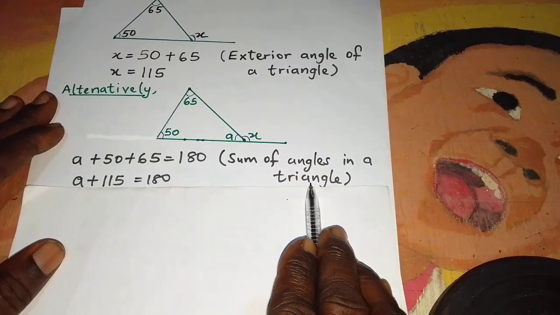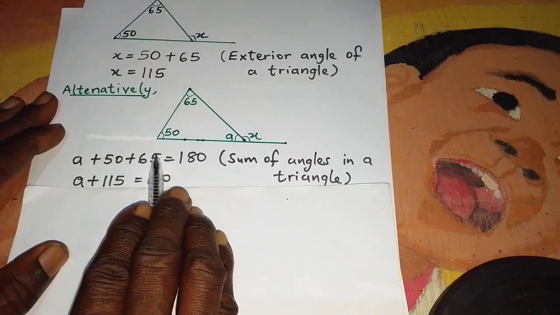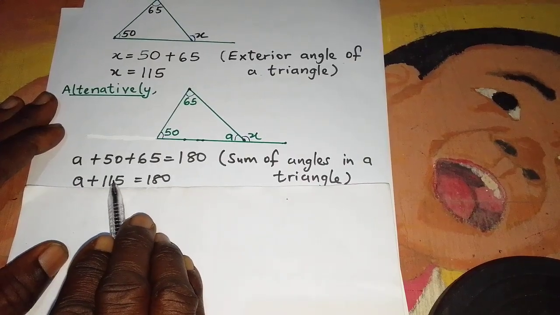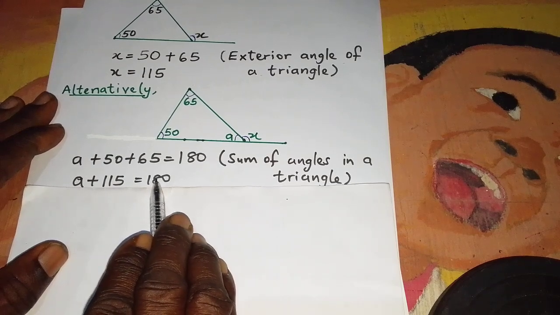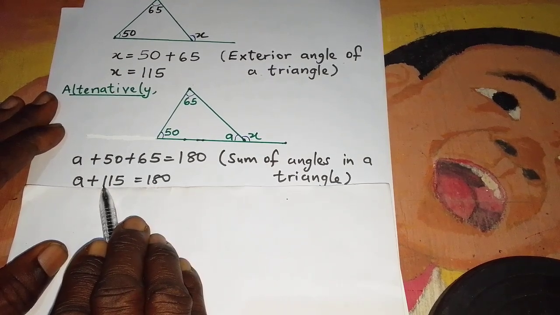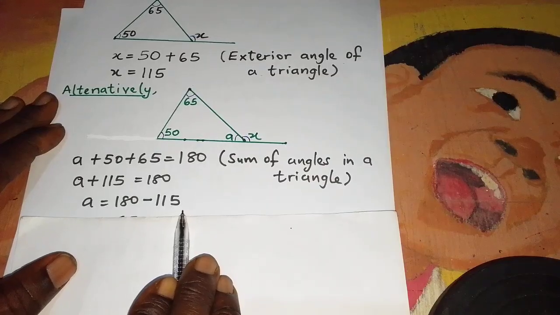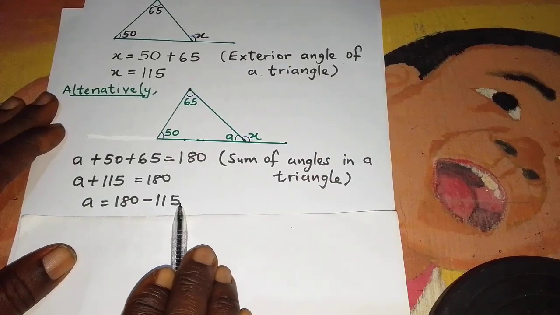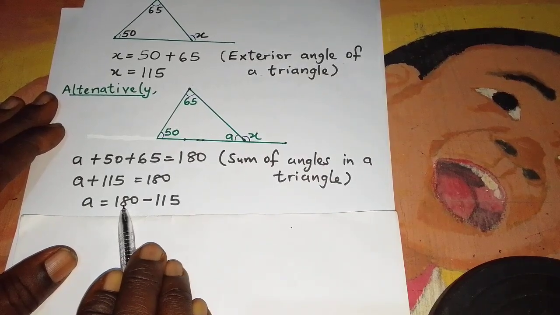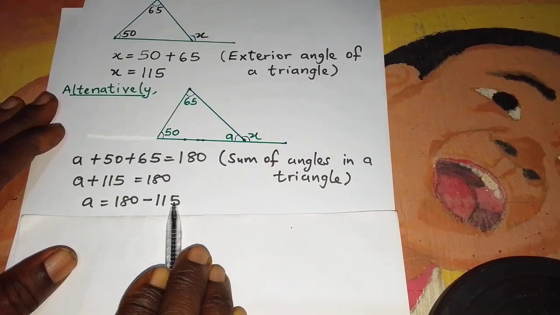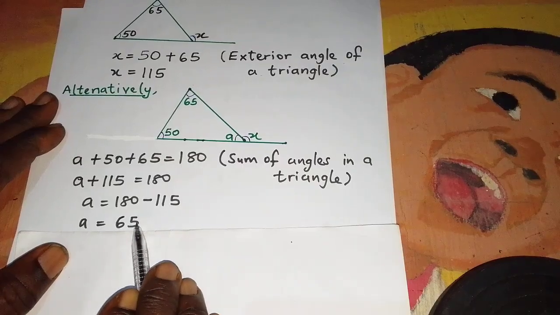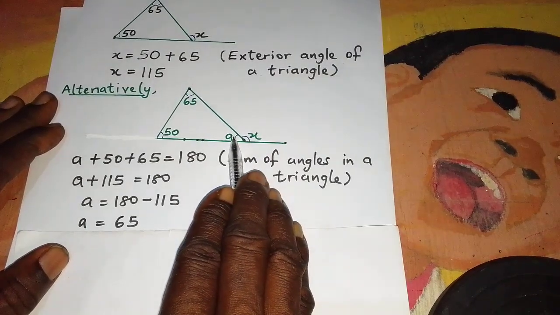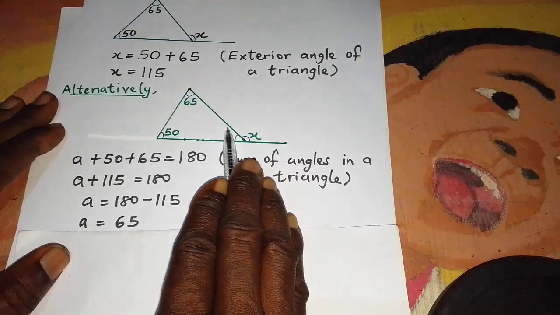You must always give the reason for your solution to be accepted. So 50 plus 65 will give us 115 degrees. So A plus 115 degrees is equal to 180. You bring this 115 to the other side, so it will now turn to what? Minus 115. A is equal to 180 minus 115. 180 minus 115 will give us 65. So you've been able to find the value of this inner angle.